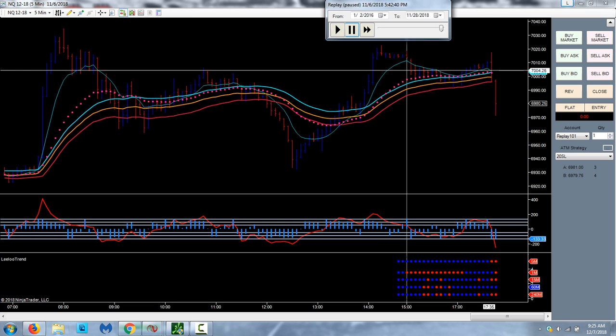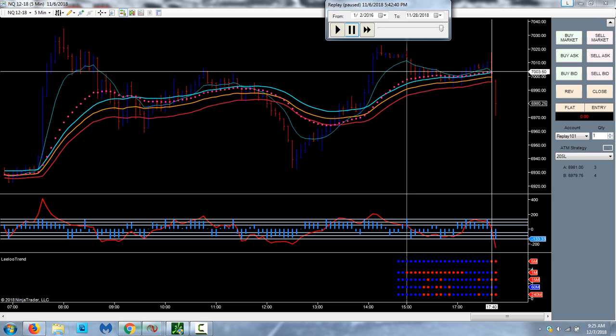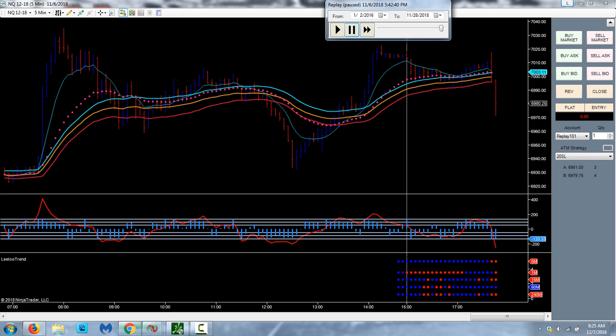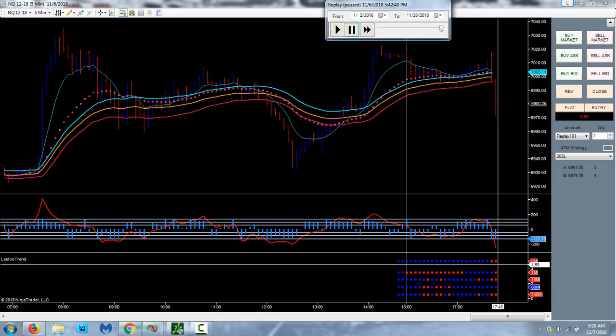So we did get a pullback. We have to wait for the bar to close before we can take an entry. This bar closed down here at the 34 EMA, and the slower CCI crossed below the zero line. We moved into shorts on the Leeloo trend.